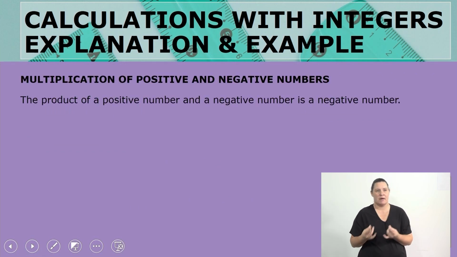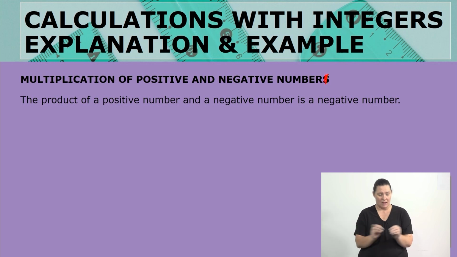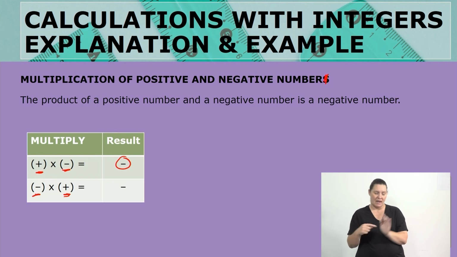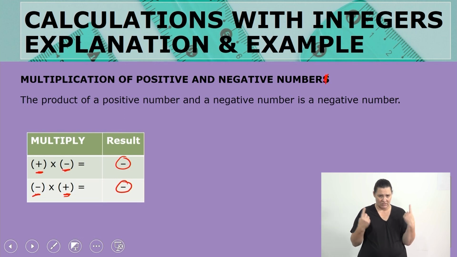What about when the numbers are not the same signs? So this is multiplication of a positive and a negative number. Sorry, that's supposed to be number. So the product of a positive number and a negative number is a negative number. Let's look at how this will work. So if I am multiplying a positive number and a negative number, then my answer is going to be a negative number. And then when I am multiplying a negative number with a positive number, again, my answer is going to be a negative number. So when the signs are different, my result is going to be negative.